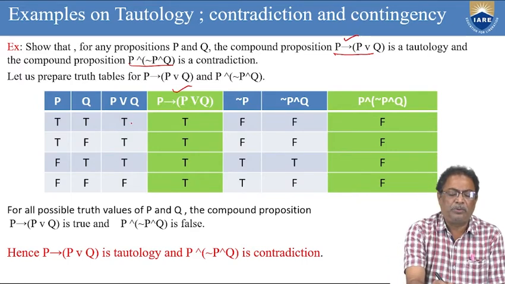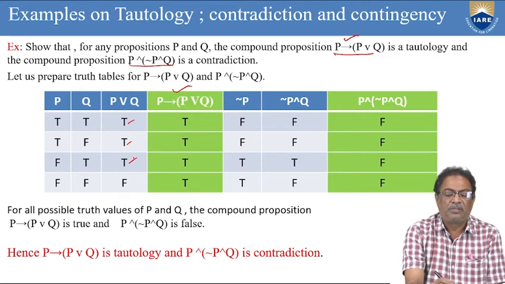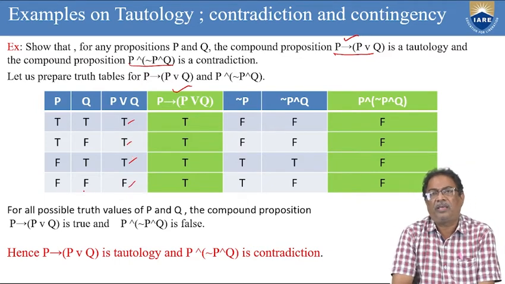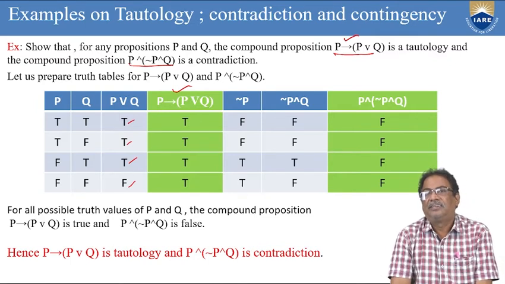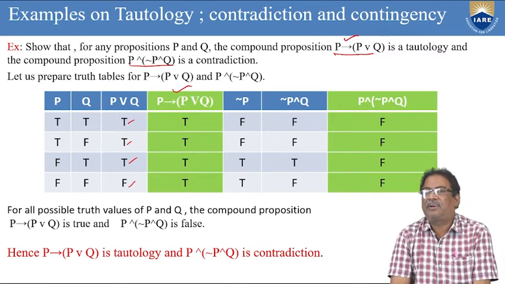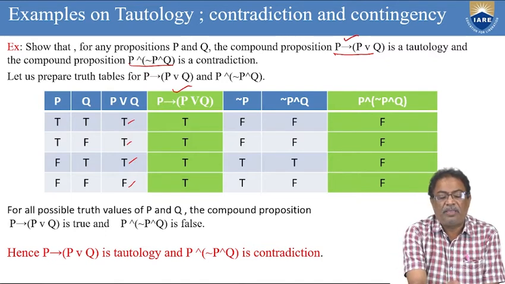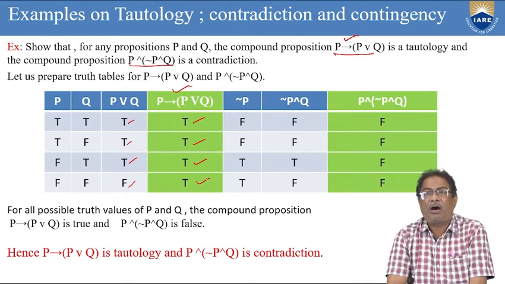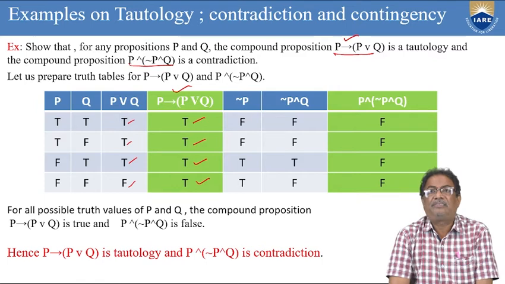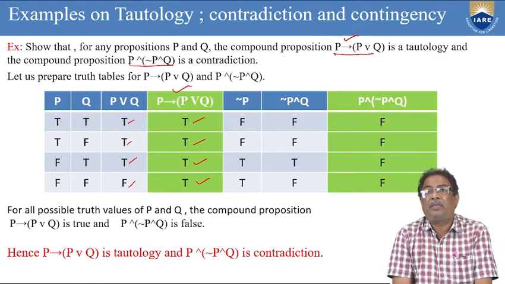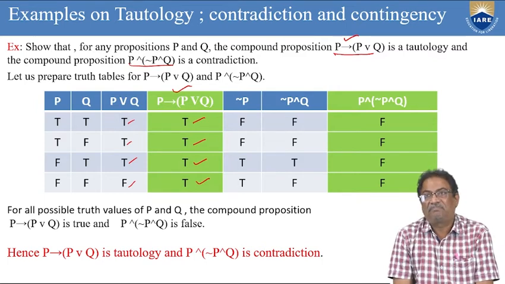Observe the P or Q values. These are all true, and here it will be false because both are false. P or Q is false whenever both are false. Otherwise, in all the cases, it will become true. So now observe: if P then P or Q. True, it will become true. True, it will become true. False, true, it will become true. False, it will become true. So all combinations are true. So we said that if P then P or Q is a tautology.